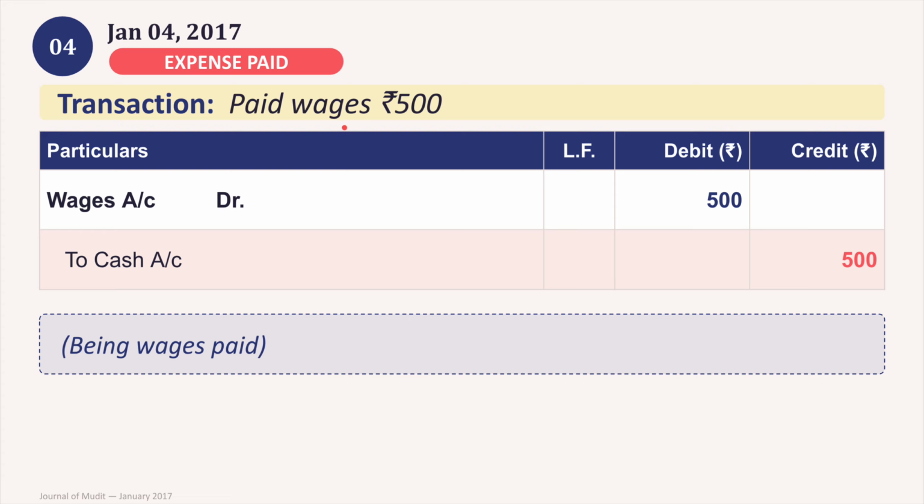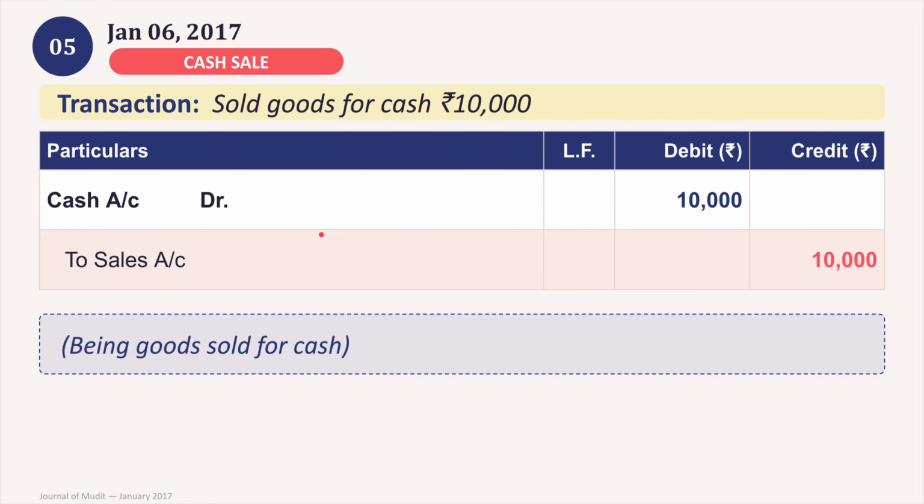Next, paid wages. So wages is an expense. All the expenses have to be debited. Wages account debtor to cash account. 500, 500 we will write in the respective columns, being wages paid. Next, sold goods for cash 10,000. So this is a cash sale, it is very clearly mentioned. So in case of cash sales, what is coming in? Cash is coming in, or there is an increase in asset cash. So cash account will be debited to sales account. Sales is an income. So all the income has to be credited. So debit what comes in, credit all incomes and gains. So debit, credit, you will write the respective amount, being goods sold for cash.